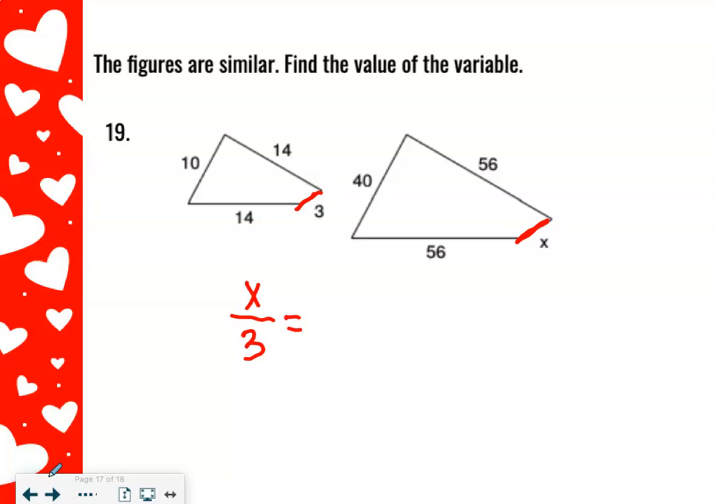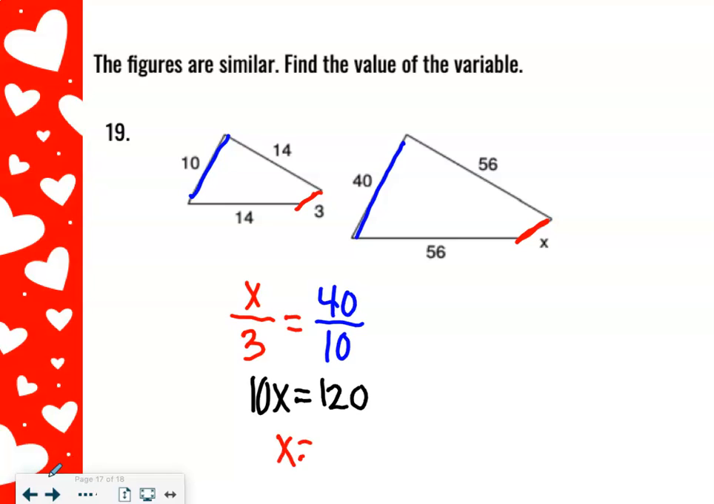Since you can't answer me, I'm just going to pick 40 over 10, because those match. And now we just cross multiply. So we're going to have 10x is equal to 120. Divide by 10, x is equal to 12.